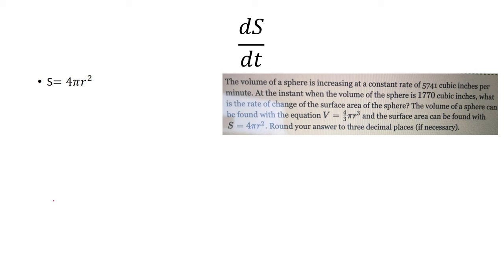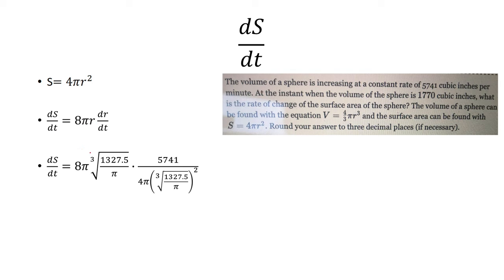Okay, now we can finally find the derivative of the surface area. But first, let's look at the surface area. It's given to us as 4 pi r squared. So the derivative is 8 pi r dr over dt. The good thing is we did solve for r and dr over dt. So replace those, and we're going to simplify.